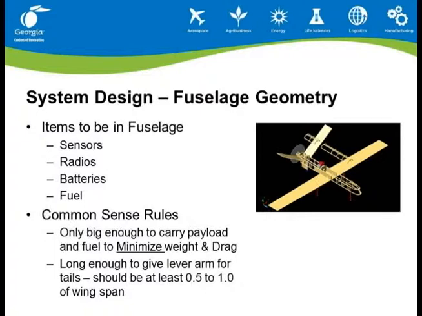So a rough rule of thumb is that your fuselage should be anywhere from half to 1.0 of wingspan. So if you have a 14-foot wingspan, your fuselage should be anywhere from 7 feet long to 14 feet long to give you enough arm for your vertical tails and your horizontal tails.